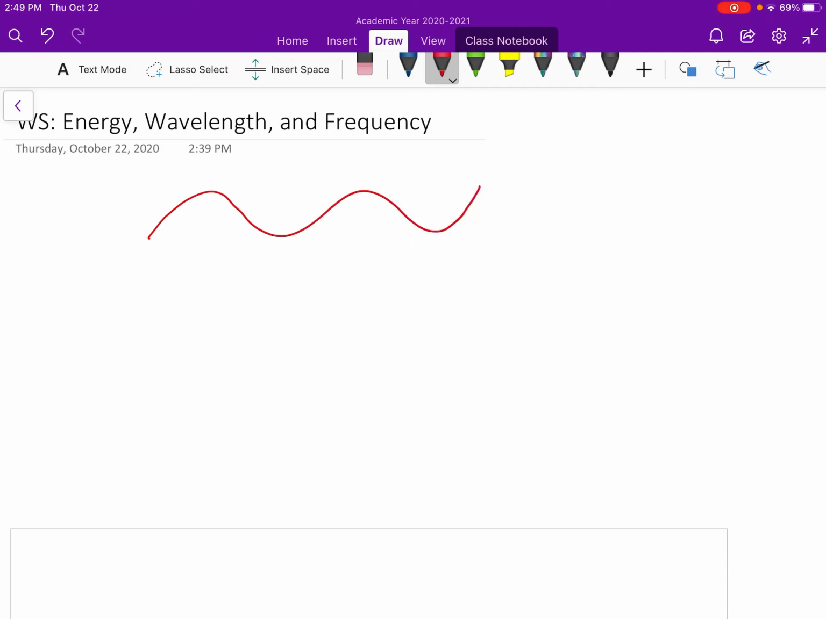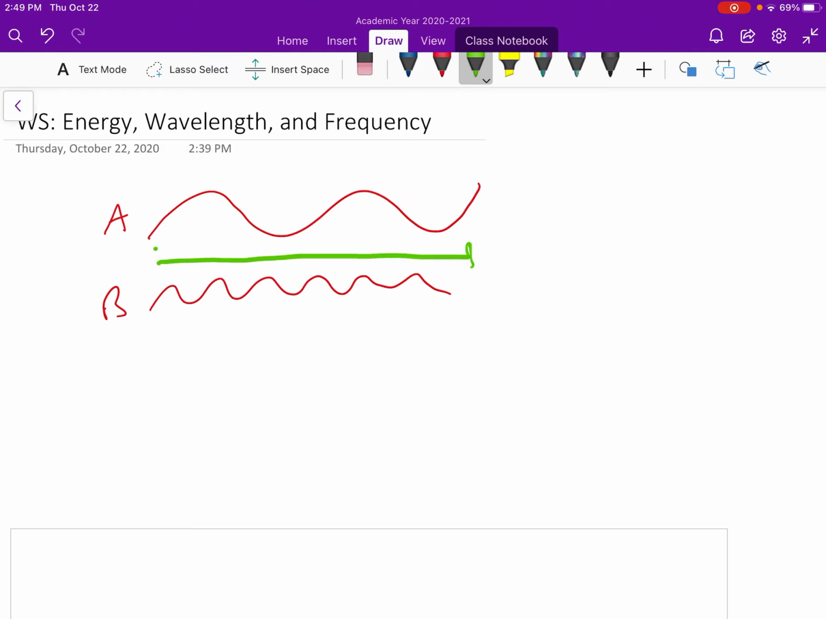So I'm just going to show you two waves. We'll call them A and B. Which one of these waves has higher energy? Hopefully you said B. And that's because, if this is time, over time that wave is more frequent. And more frequent means more energy. So what we can say is energy and frequency, in other words, how many beats per time, are directly related.